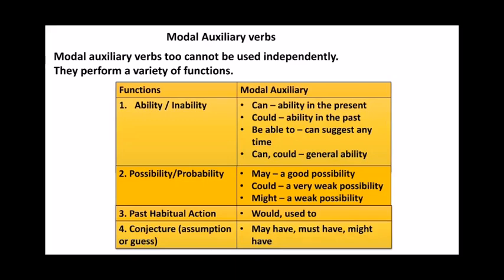Next is conjecture. It is assumption or guesswork, when you guess or assume something. So the verbs are may have, must have, or might have. Like, she may have gone to the concert. So you do not know, you are just guessing.